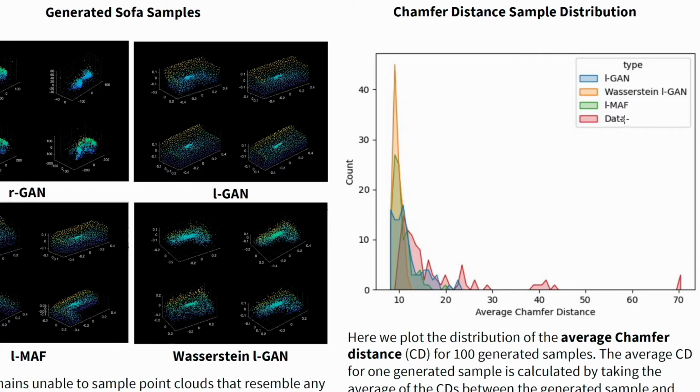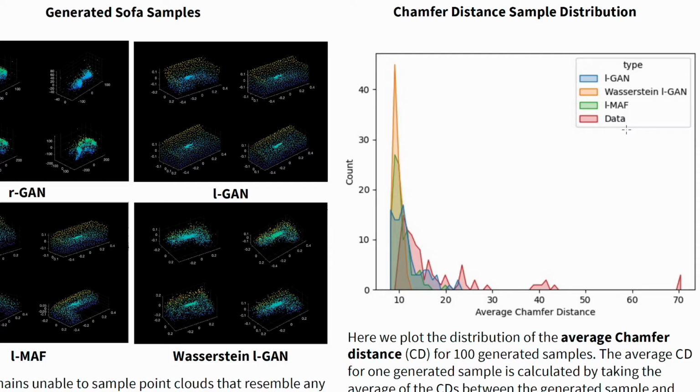Now our last distribution, which is shown in red, is for the data distribution. And what we're doing here is we're calculating the average chamfer distance between 2 sets of distinct samples from the data distribution. And we do this to show an ideal of how well our model could do if we were able to exactly replicate the data distribution.